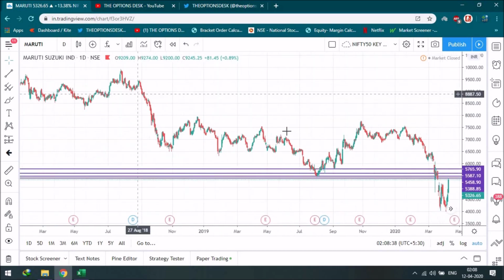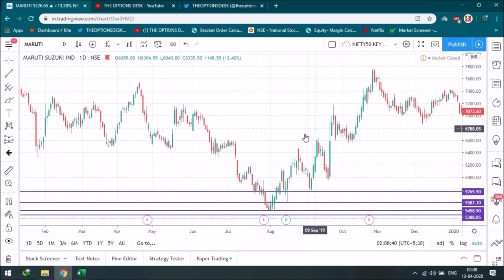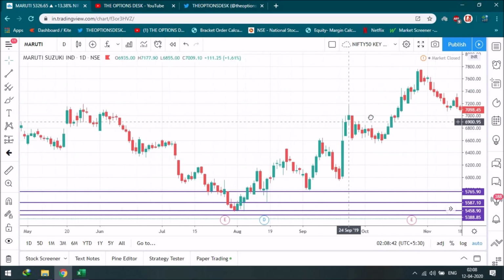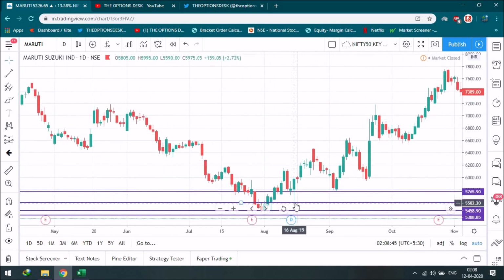As you can see, wow. I marked the final resistance without ever seeing this price level. The interim resistance also came at the exact low of this candlestick, and the final resistance came at the exact low of these candlesticks. So I have marked the upper breakout levels.